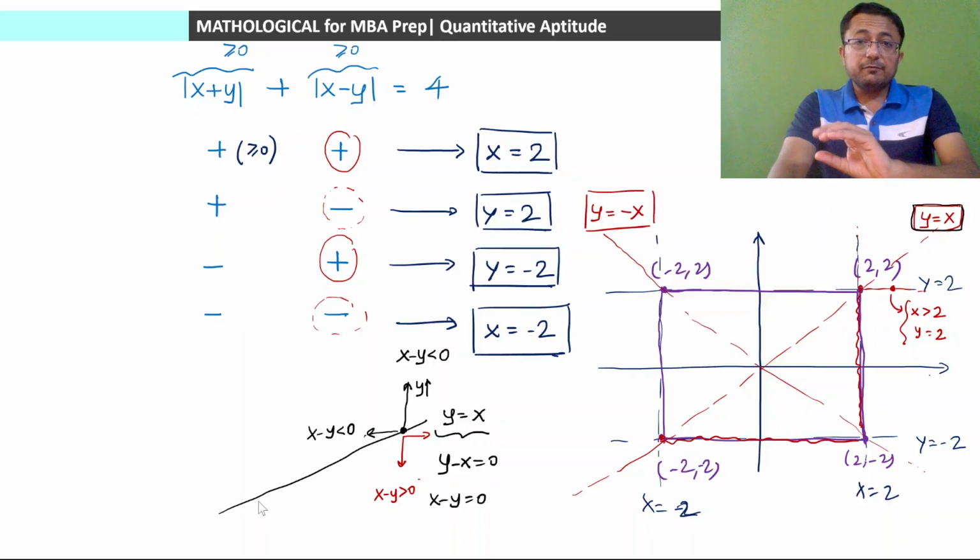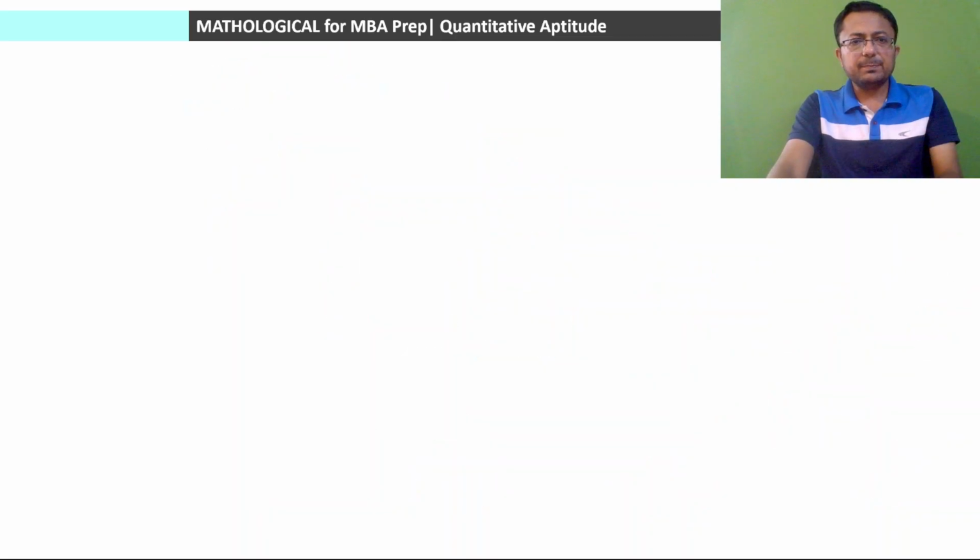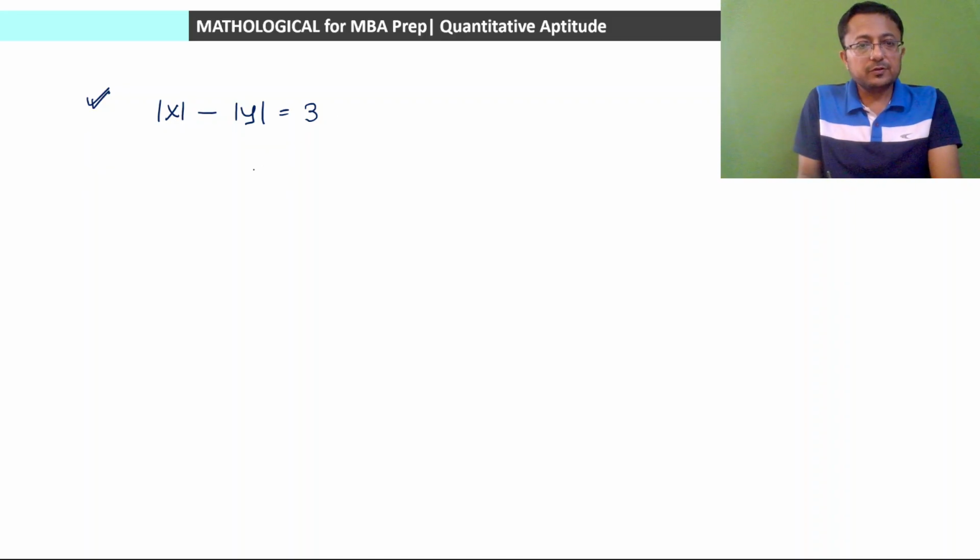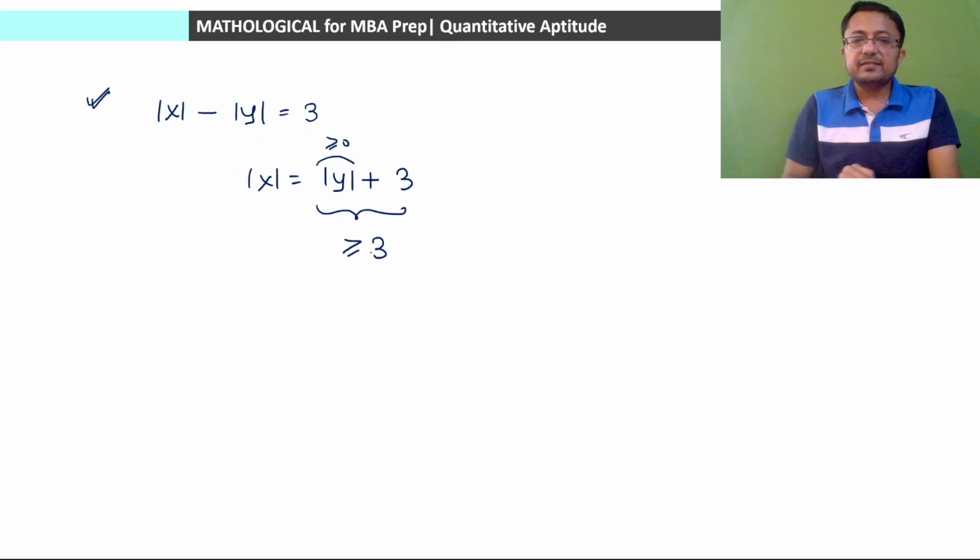Now let us move to some variations of these graphs. Let us say some simple variations to start with. Let us say we have a graph mod of x minus mod of y is equal to 3. So what will be the shape of the graph? You know that mod of x minus mod of y is equal to 3. So we can write mod of x is equal to mod of y plus 3. The mod of y in itself is greater than or equal to 0. So mod of x will be greater than or equal to 0 plus 3, greater than or equal to 3.